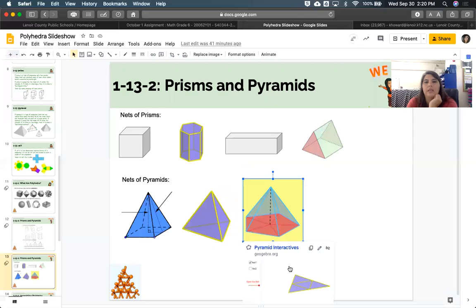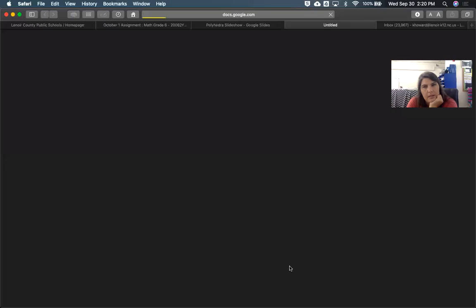All right, and the last one, I believe it's a hexagonal pyramid. I'll have to count the sides and see. It might be a pentagonal pyramid.